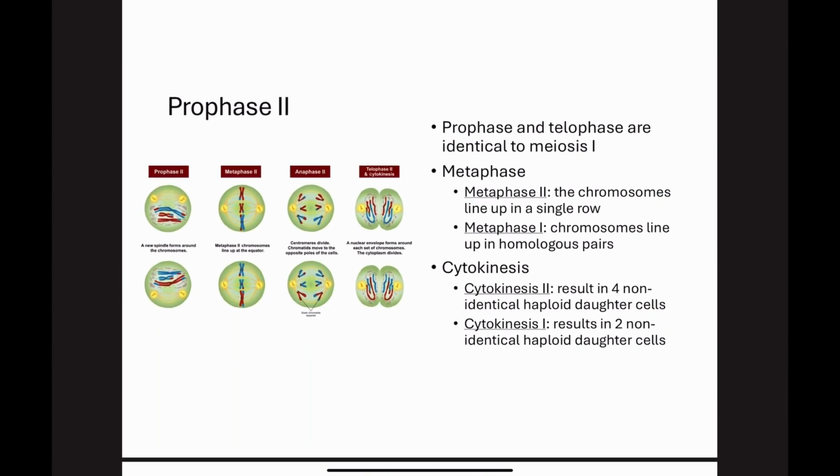So prophase and telophase, when we're talking about meiosis 2, are basically identical to meiosis 1. Where we really differ is in metaphase. During metaphase 1, we had chromosomes line up in homologous pairs, which meant that we had 4 sister chromatids. In metaphase 2, those chromosomes now line up in a single row. And it also differs in cytokinesis. Cytokinesis 1 results in 2 non-identical haploid daughter cells, but cytokinesis 2 is going to result in 4 non-identical haploid daughter cells.